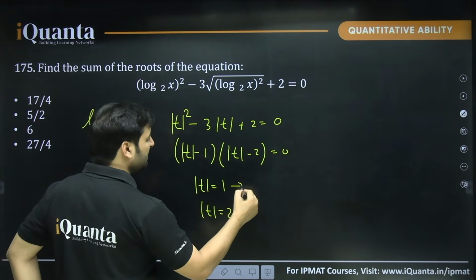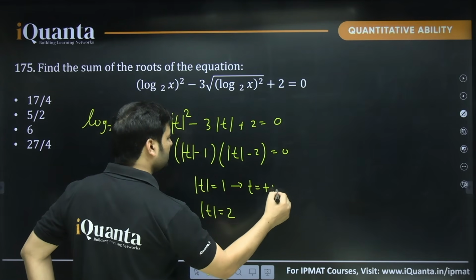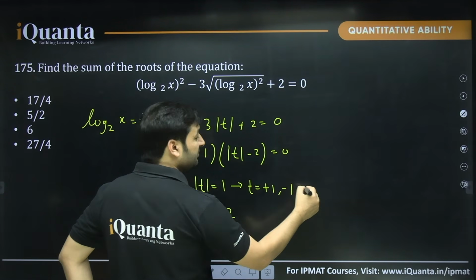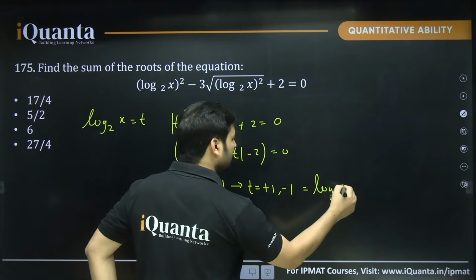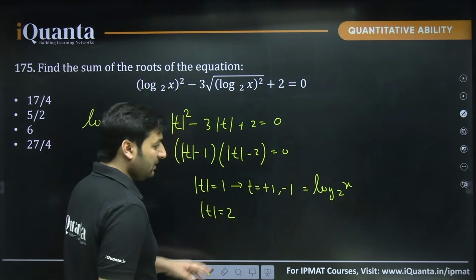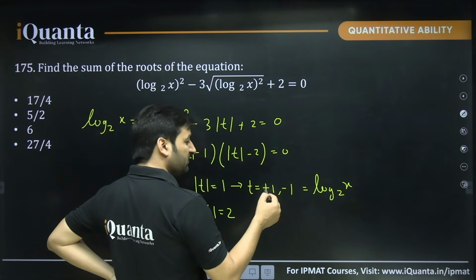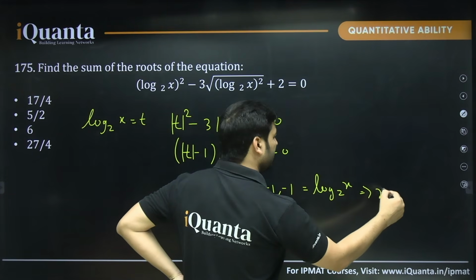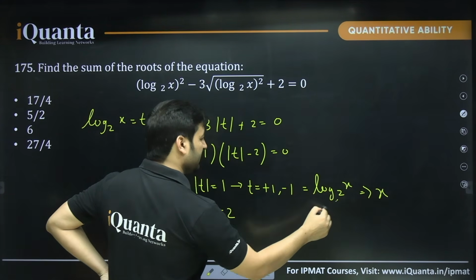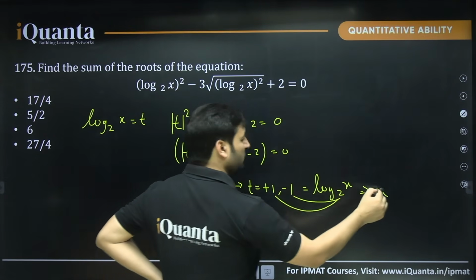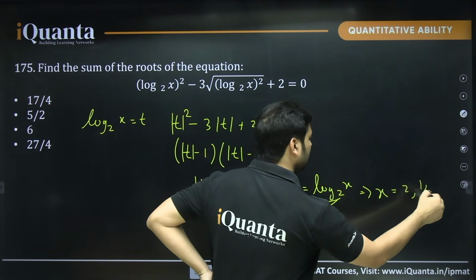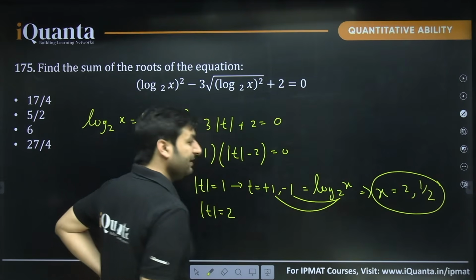If mod t is 1, that means t will be plus 1 or minus 1. If t is plus 1 or minus 1, that means t was basically log x to the base 2. If log x base 2 is 1 or minus 1, so you know how to find out x. X will be base to the power number on the right hand side. So 2 to the power 1, 2 to the power minus 1. 2 to the power 1 is 2, 2 to the power minus 1 is half. So these will be the values of x.